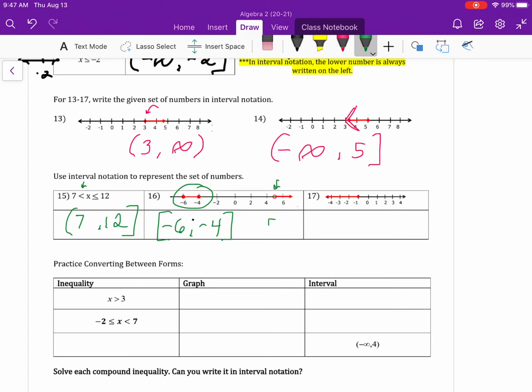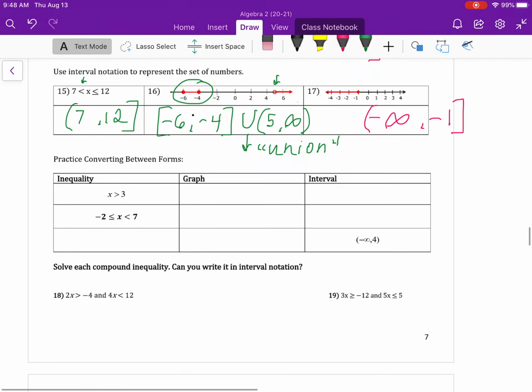Uh-oh, we have to do a second one. That looks like it's at 5, and it's going to infinity. Parentheses, parentheses. And whenever you have 2 on one number line, you put what we call a U or union symbol between them, which basically means two at a time, essentially. All right, this last one, let's see, it goes forever to the left, so we'll have negative infinity, and it stops at -1, and it'll be a closed dot.